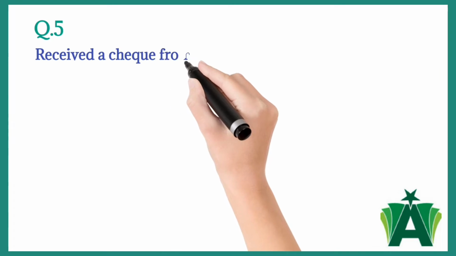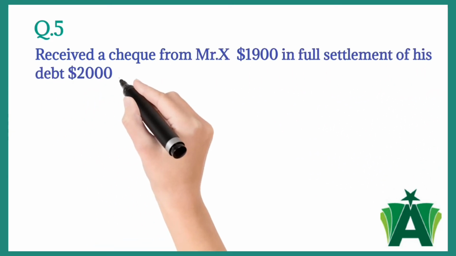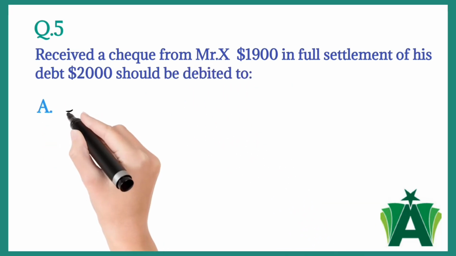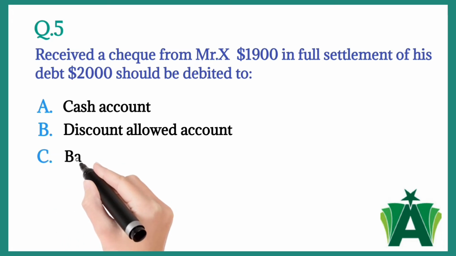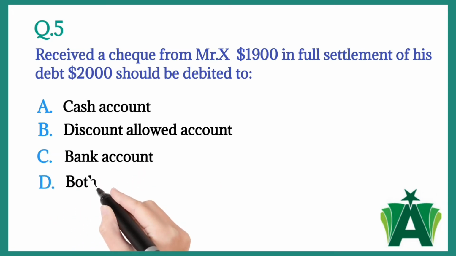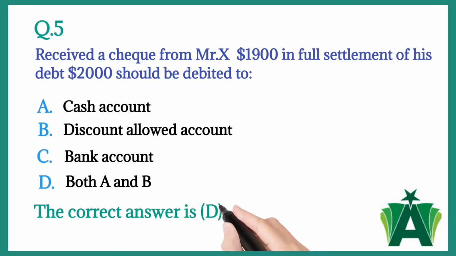Question number 5. Received a check from Mr. X $1,900. In full settlement of his debt, $2,000 should be debited to A. Cash account, B. Discount allowed account, C. Bank account, D. Both A and B. The correct answer is D. Both A and B.